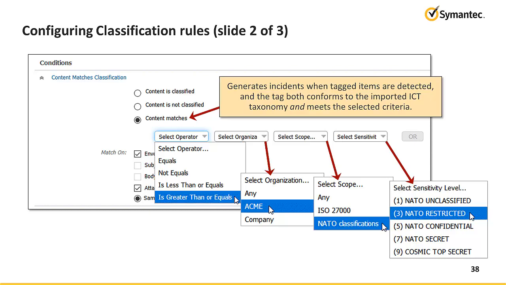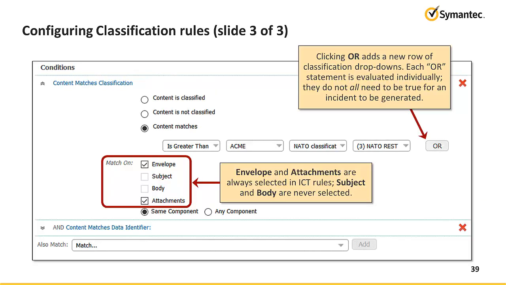5. If the DLP policy author wanted to detect additional tags with the same rule, they could click the OR button to add a new row of classification dropdowns. Each OR statement is evaluated individually. They do not all need to be true for an incident to be created. Note that in the Match On section of the classification rule, envelope and attachments are always selected, whereas subject and body are never selected.